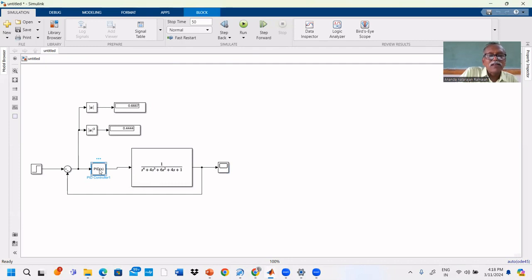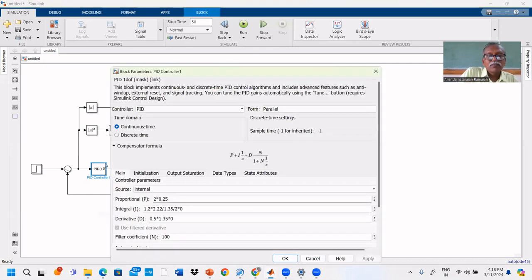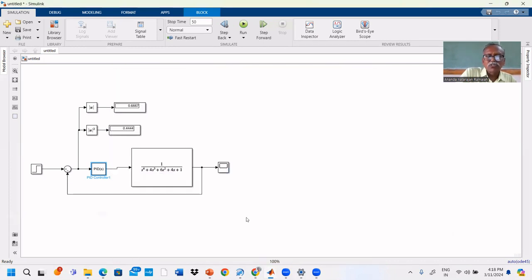If I increase the gain, 2 multiplied by 0.25, how much? 0.5. Am I correct or not? Now I am making this 0.5. 2 multiplied by 0.5, how much? 1. I am giving 1. Now what is the response? You see?